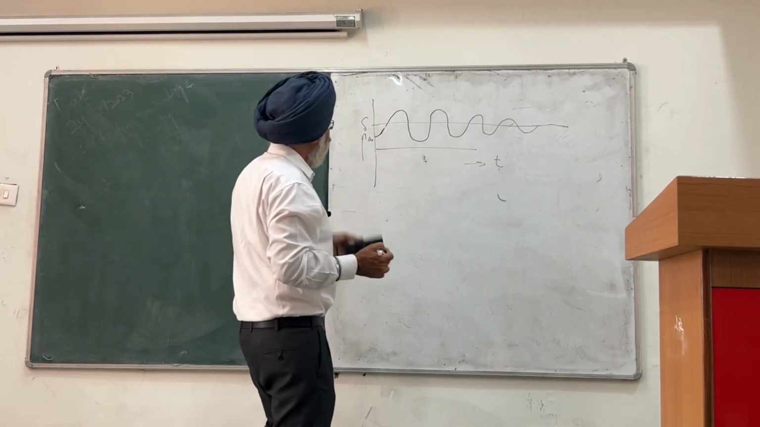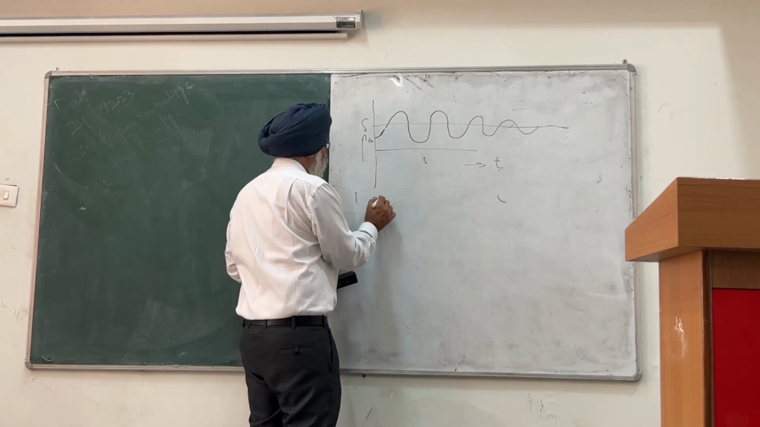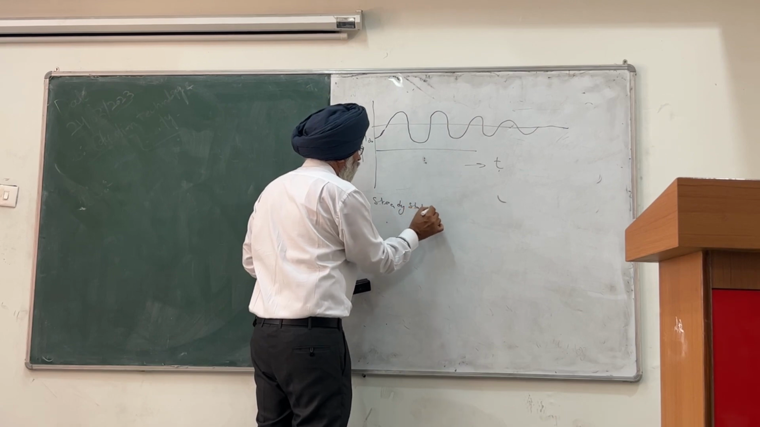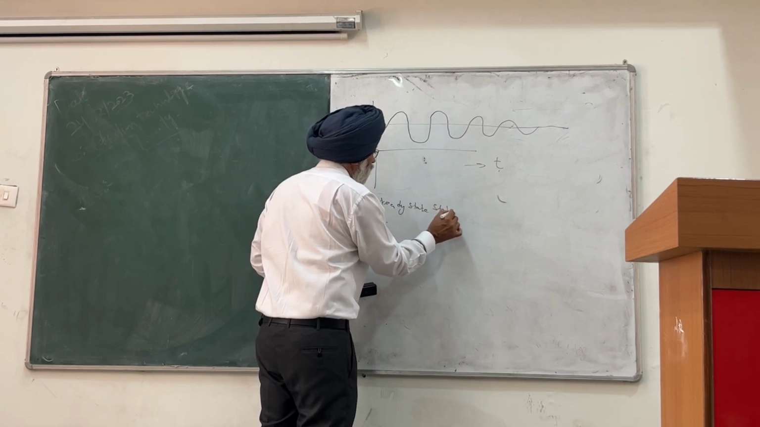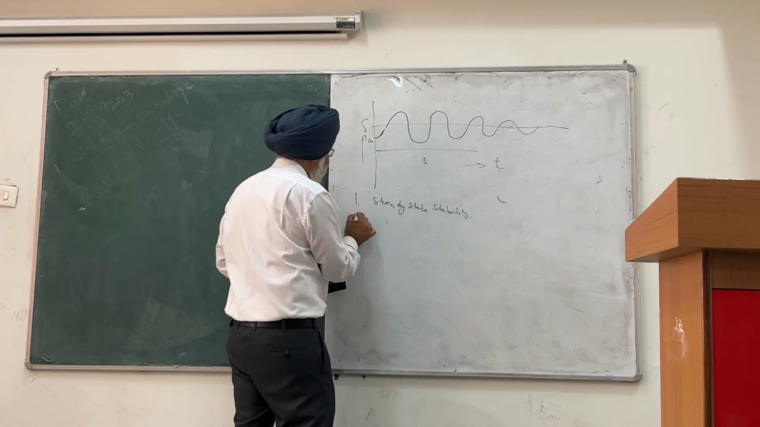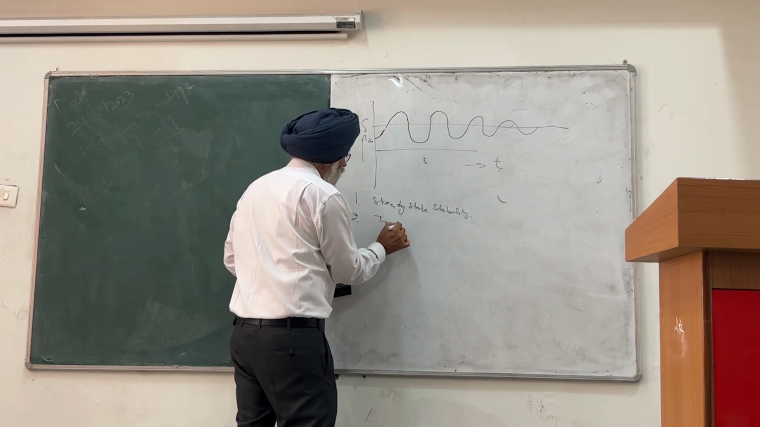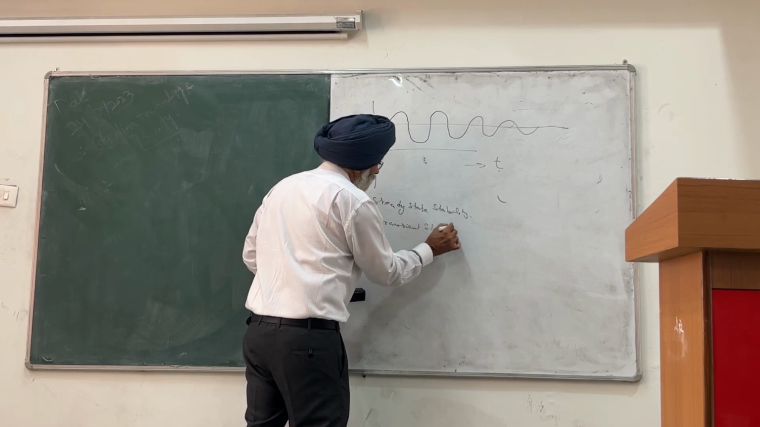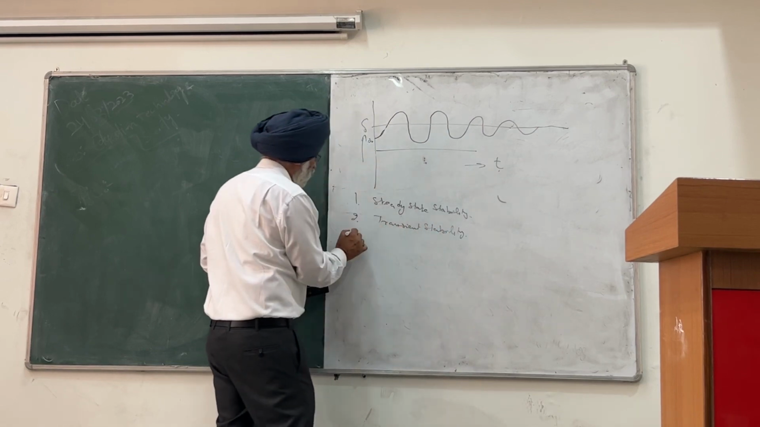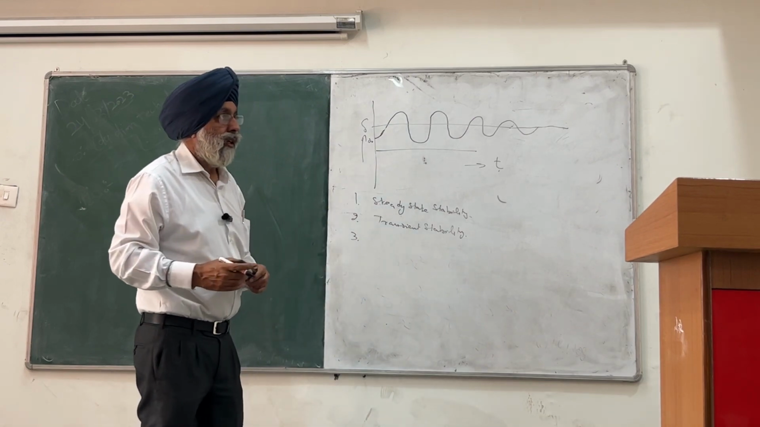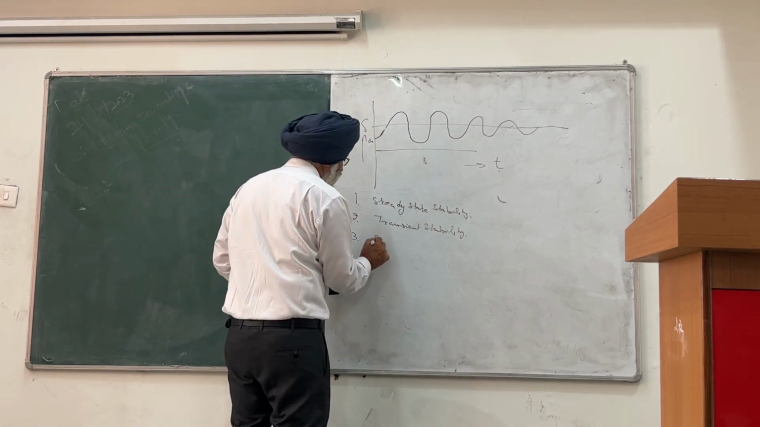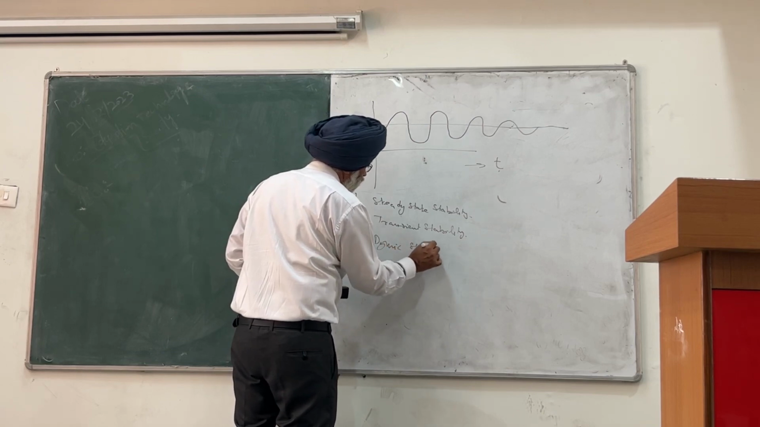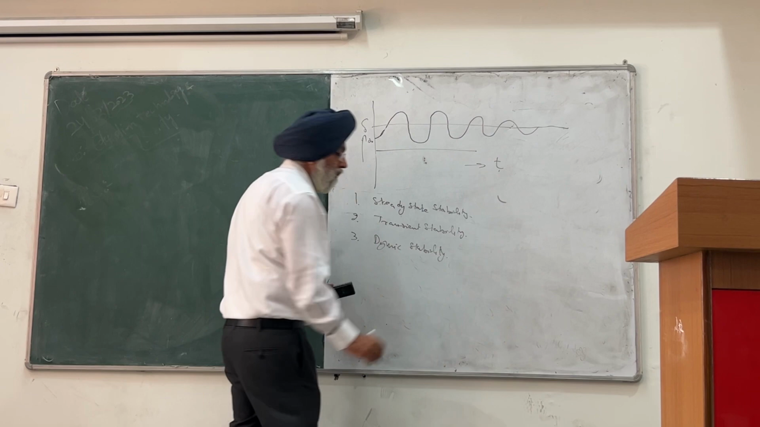So we have different types of stability. First is the steady state stability, then transient stability, dynamic stability, like this.